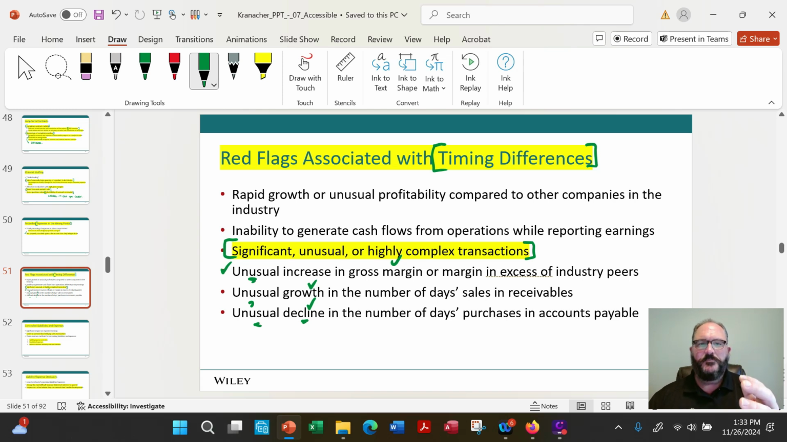99% of the time, unfortunately, companies don't turn on a dime. When that happens, something is up.